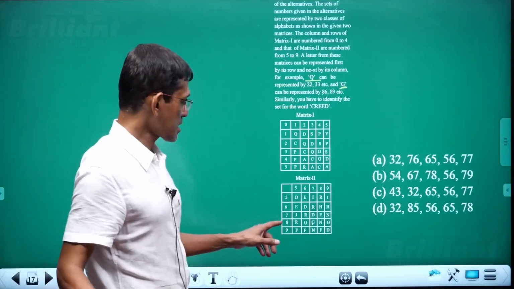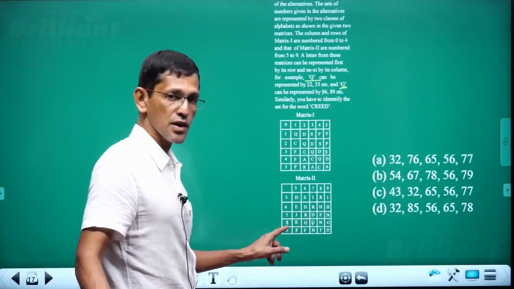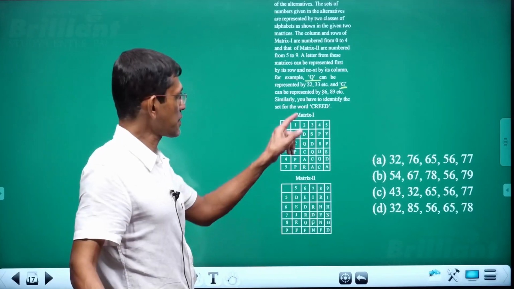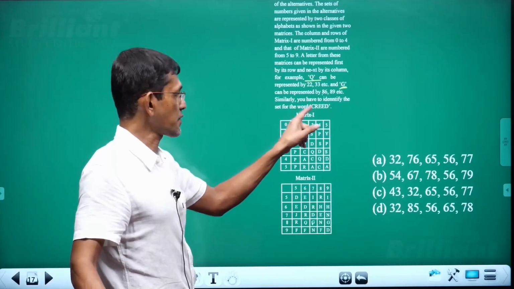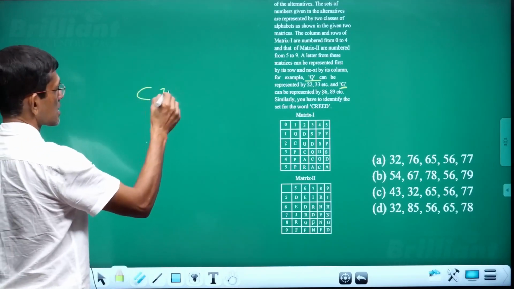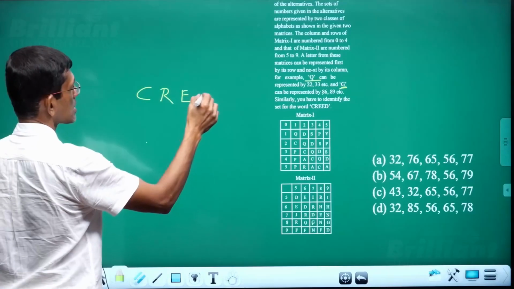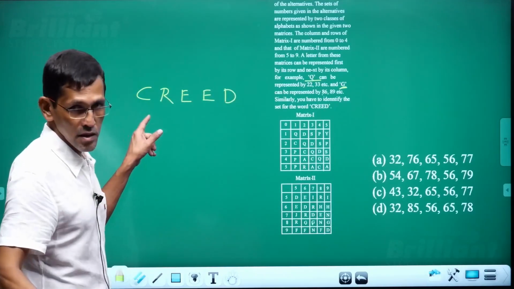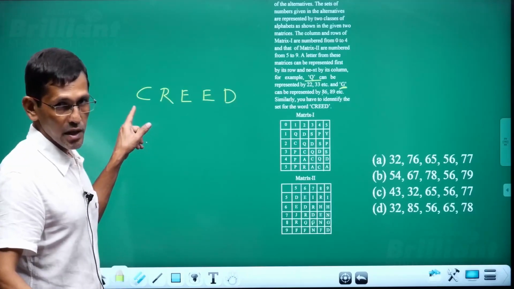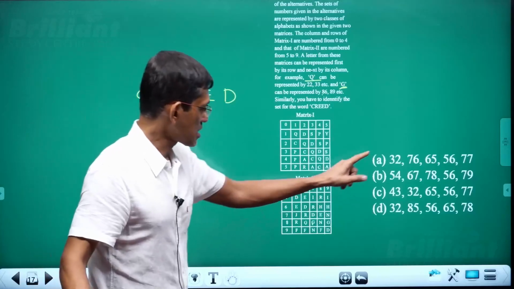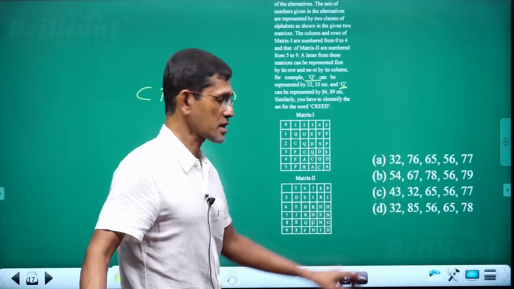So how do we represent it? First it is the row-wise number, and then the column-wise number. So what we need to find is the code for CREED. Okay, let's try that. What are the possible numerical values for C? So look at that. Here it's 32, 54, 43, and 32.